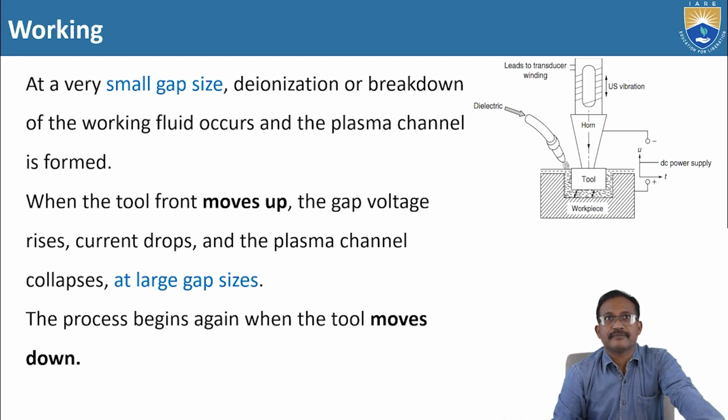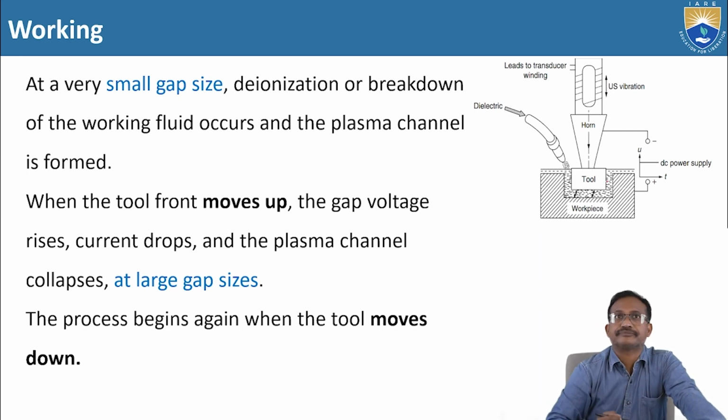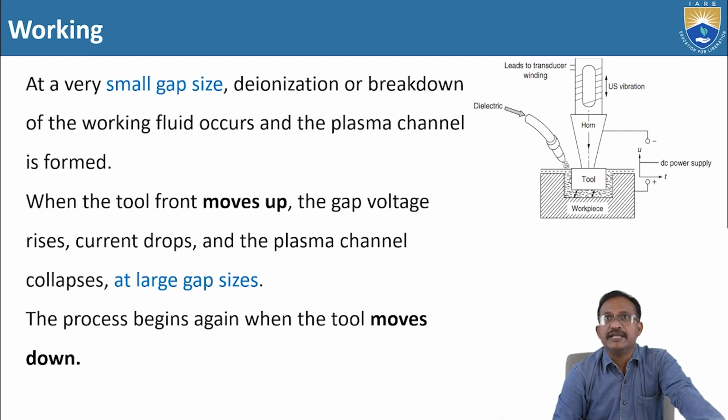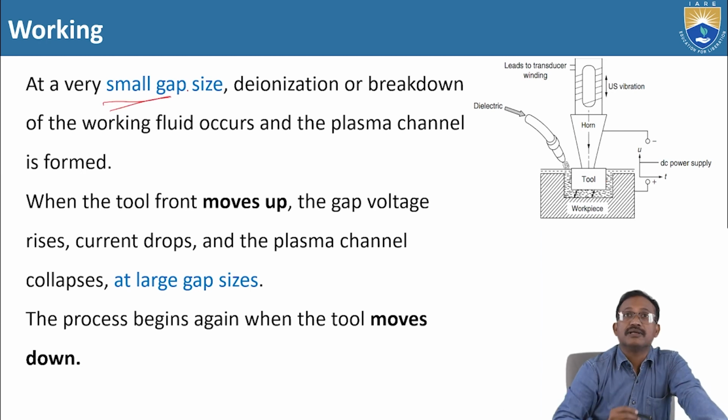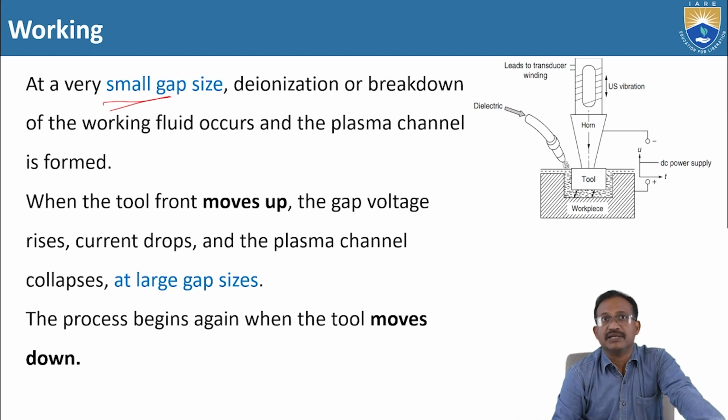At a very small gap size, deionization or breakdown of the working fluid occurs and the plasma channel is formed. See here, at a very small gap size, deionization or breakdown of the working fluid occurs and the plasma channel is formed. Now, on the other hand, we will see very large gap sizes.